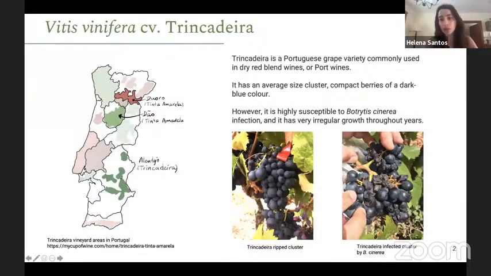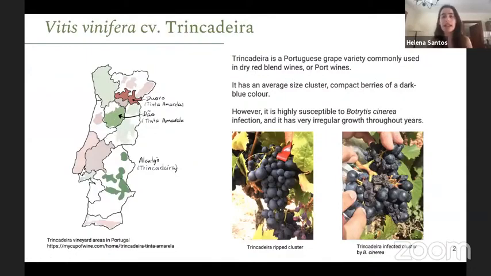It's a red grape cultivar that, as you can see in the photos, has a compact cluster, average size and dark blue color. But it is highly susceptible to a disease called gray mold, provoked by the Botrytis cinerea fungus. And apart from that, it's also very irregular throughout the different vintages. So it makes wines that are not constant, but with a lot of potential for being quite tasty. It's cultivated mainly in Alentejo or in the north in Douro and Dão region.